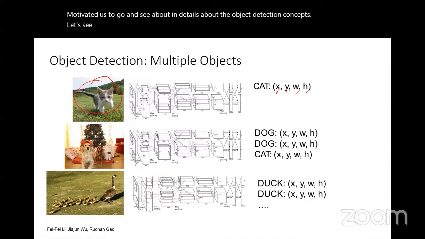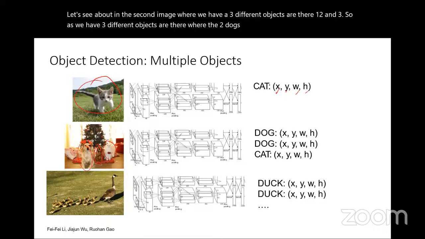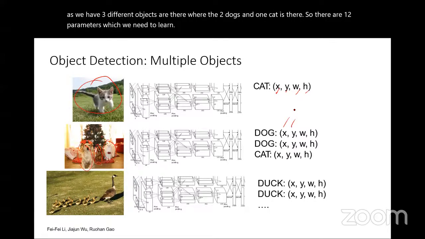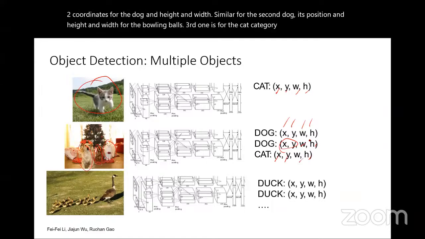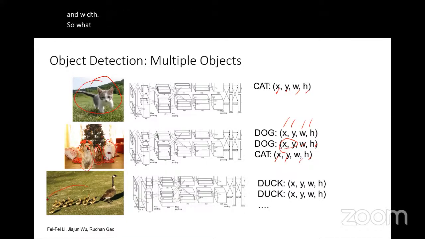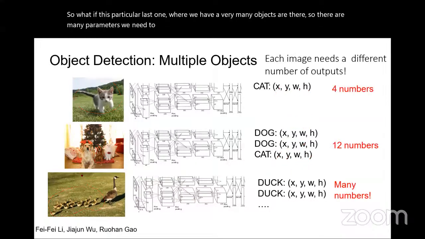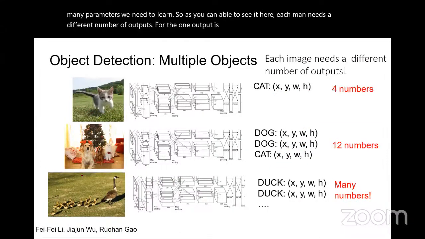Let's look at the second image, where we have three different objects: 1, 2, and 3. There are 2 dogs and 1 cat. So there are 12 parameters which we need to learn: the coordinates for the dog and its height and width; similarly, for the second dog, its position and the height and width of the bounding box; and the third one for the cat category, its position and height and width. What if we have an image with very many objects? Then there are many parameters we need to learn. As you can see, each image needs a different number of outputs: for the first, the output is 4 numbers, the second is 12 numbers, and the last has many numbers.